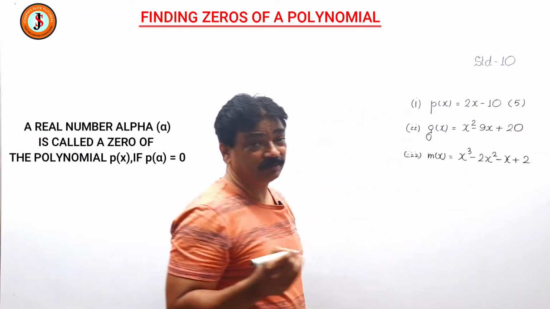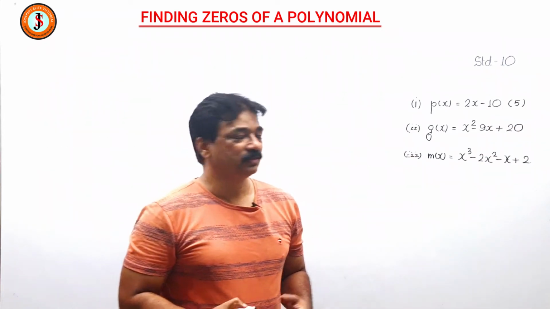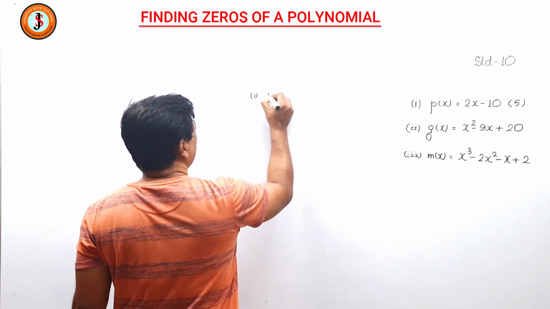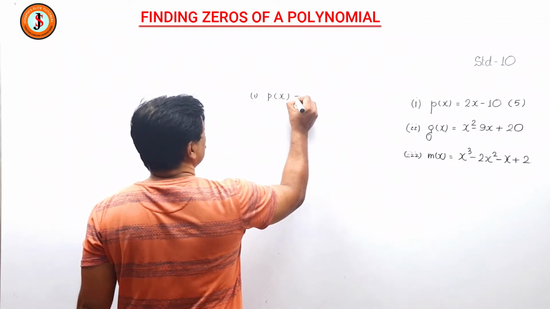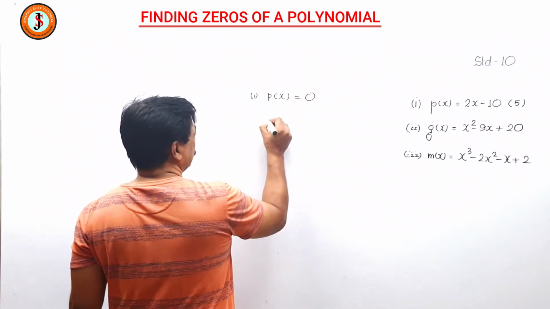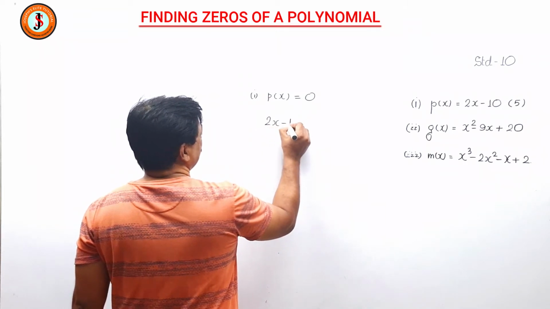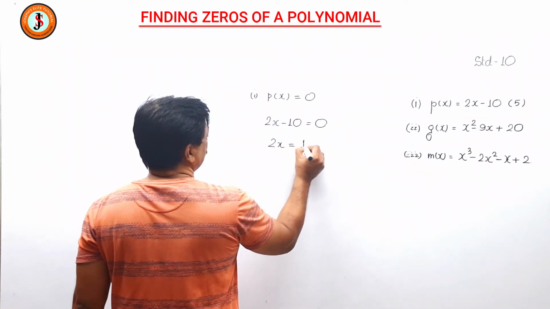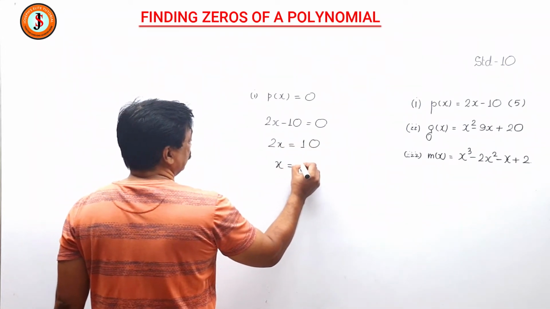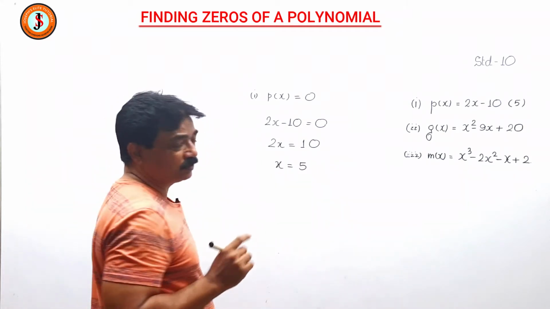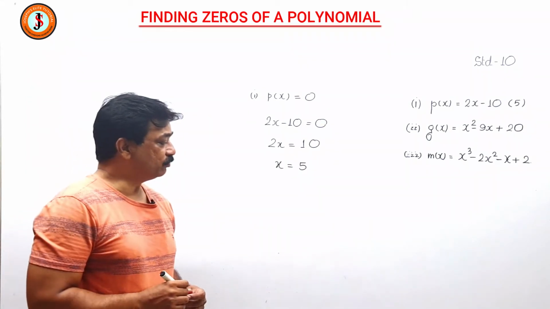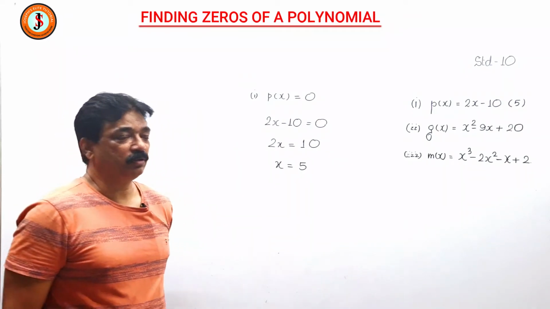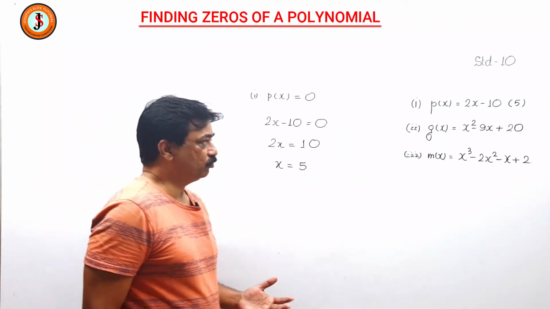So there must be a method to find the zero, isn't it? Very simple. What are we searching for? We are searching for a value of x such that this p(x) becomes 0. So I place 2x minus 10 equal to 0. So 2x is equal to 10. So x is equal to 10 by 2, that is 5. Also remember, there is only one zero of a linear polynomial. A linear polynomial will have a maximum of one zero. Alright.